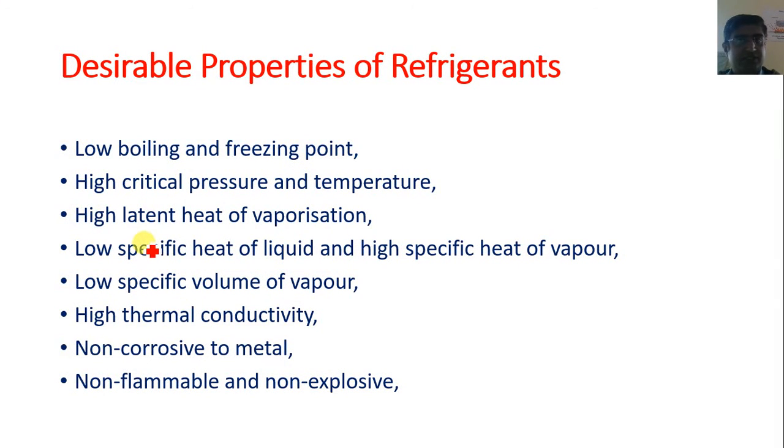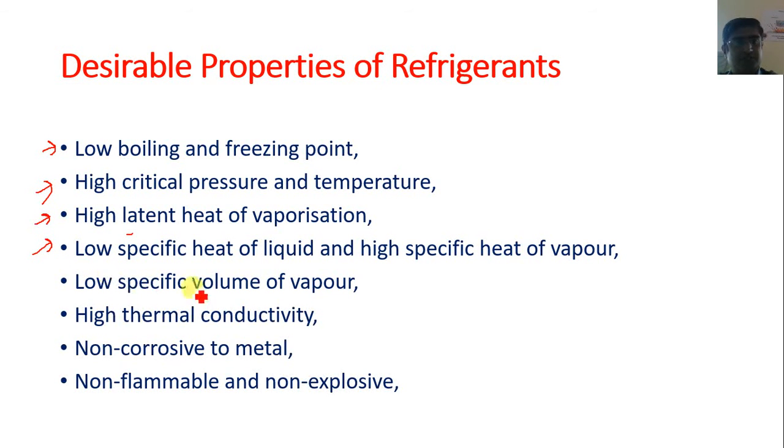And here are the various desirable properties of a refrigerant: it has a low boiling and freezing point, a high critical pressure and temperature, and a high latent heat of vaporization. It means that it can do the heat interaction without change in its temperature. With the help of this phase change we can get the maximum amount of heat interaction without temperature change. For that, the high latent heat of vaporization is required in a refrigerant.